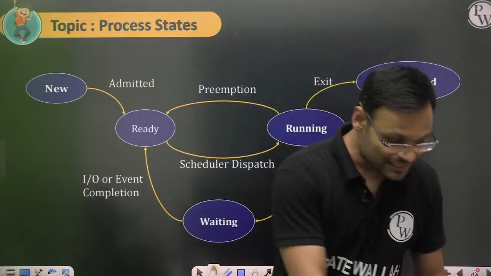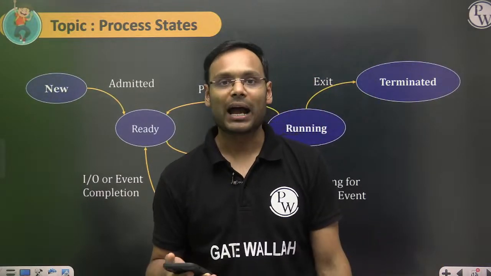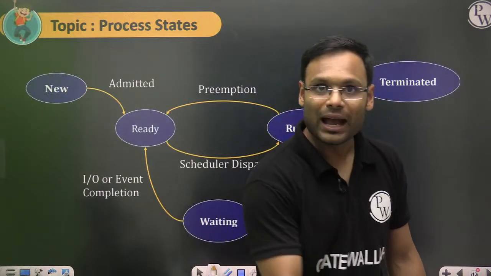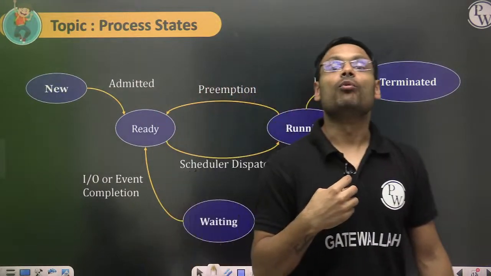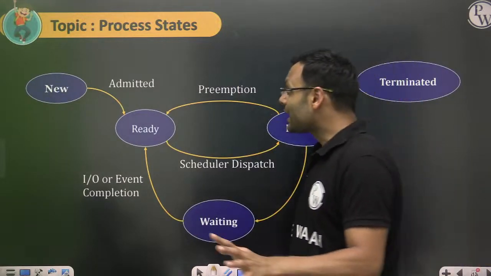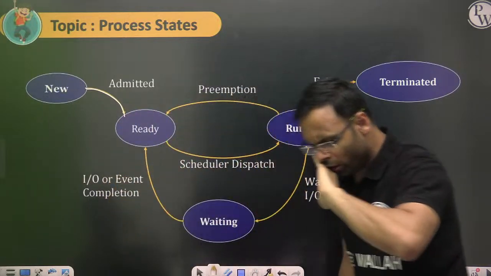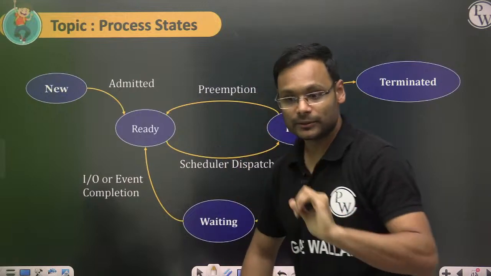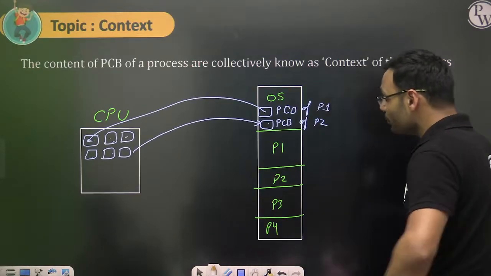Now, let's say I want to open one particular app, let's say I have opened the PW app. What happens in that case? If I touch the PW app button, the app opens. That particular process is admitted, and first of all, the process comes into main memory. It doesn't directly go to the CPU to run. The process comes to main memory here.